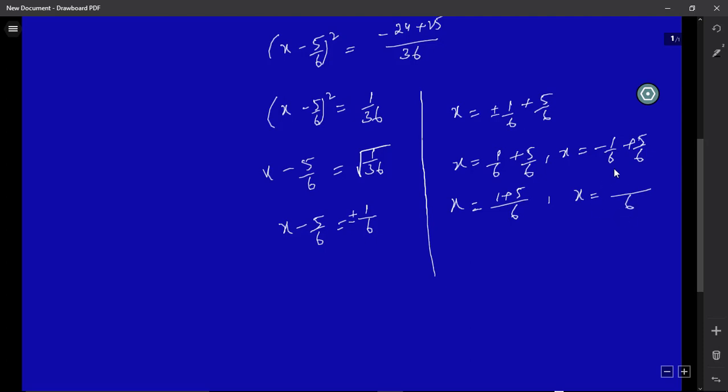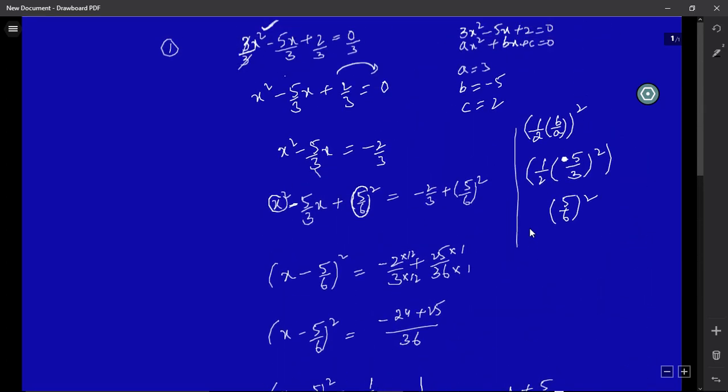LCM of 6 and 6 is 6. Minus 1 plus 5, 1 plus 6 is 6, 5 minus 1 is 4. 6 1s are 6, 2 2s are 4, 2 3s are 6. X is 1, X is 2 by 3. So we got the roots of this quadratic equation. As simple as that.